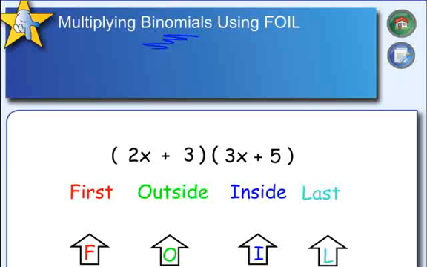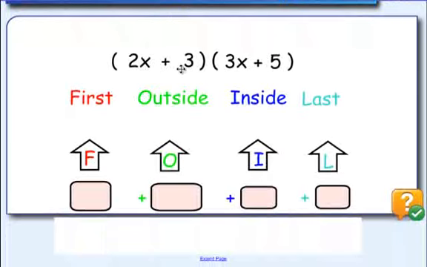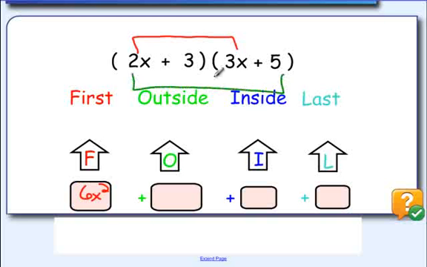I have two binomials, right? Bi meaning two, so here's 2 and 2. We're multiplying. There's no sign in between. So first literally means the first of each binomial. So 2x times 3x is 6x squared. Let's go to next. Outside. Outside literally means the outside terms. 2x times 5. That's 10x.